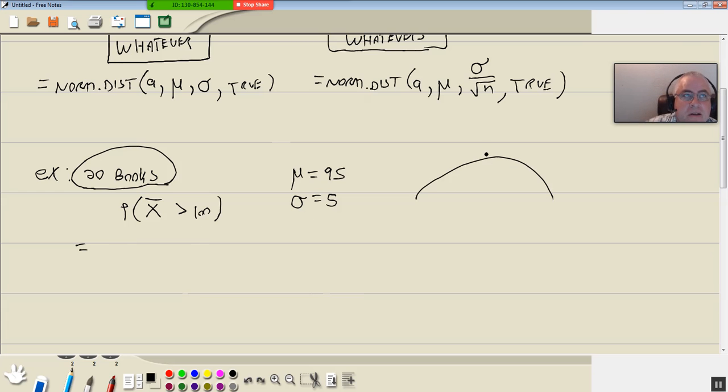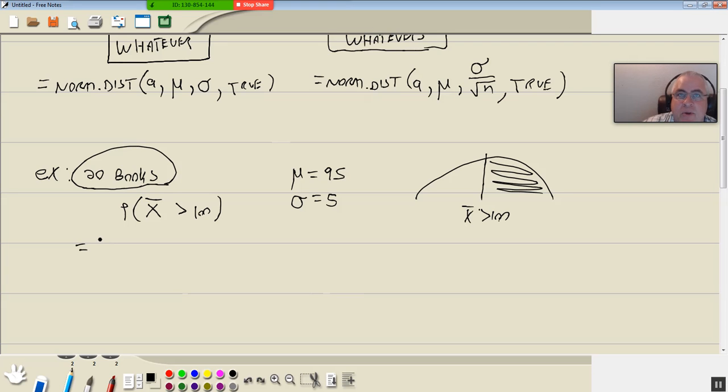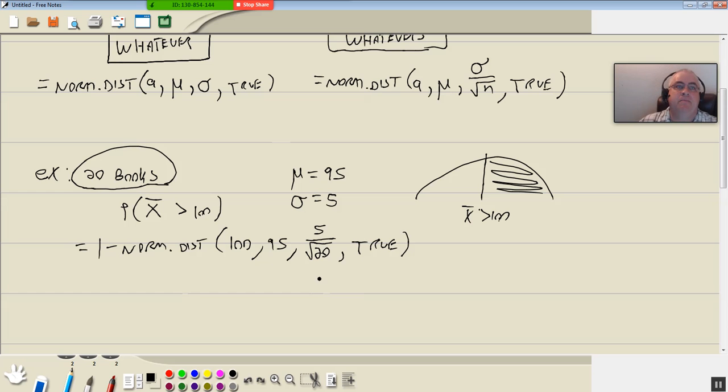Draw the picture. Okay, so we got x bar is greater than 100, shading to the right. And this from our PowerPoint, we know shading to the right is 1 minus. So this is going to be 1 minus, and then this. So NORM.DIST, and then we put in 100, comma, our mean, which is 95, comma, our standard deviation, which is 5, divided by the square root of n, so divided by the square root of 20. And then true. And that would give us our value.